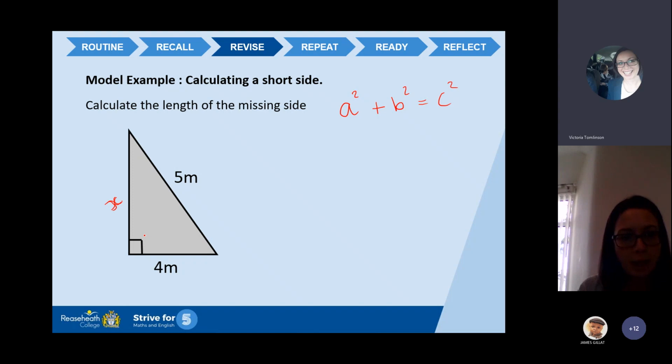So we need to label up our triangle. So that's c. So our c squared is actually 5 squared now. A and B are here. So A is 4 squared. And then B is what we're trying to find out. Okay, so now substitute in. So 4 squared is 16.